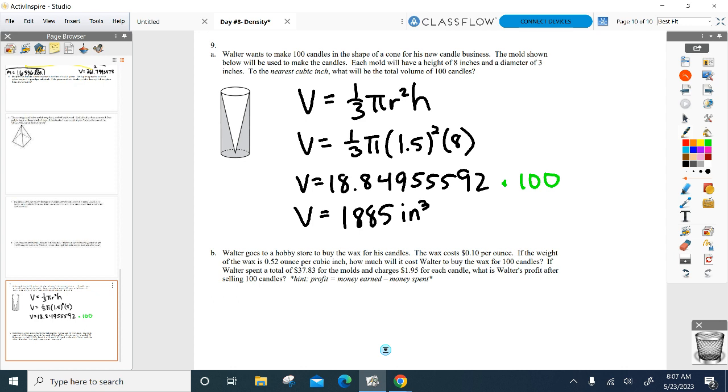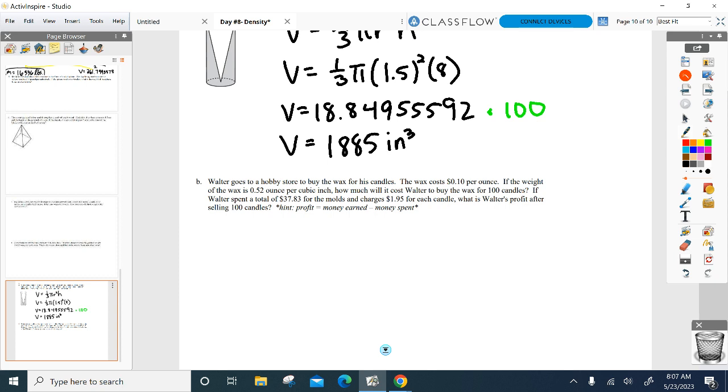I'm giving you a sniff, a taste of tomorrow, because this is where we need to be with these density problems. All right, so he's got to have wax for the candles, and the wax costs 10 cents per ounce. The weight of the wax is 0.52 ounce per cubic inch. What did I just give you right there? 0.52. What is that? That's density, right? And it matches inches, right? That's what our candle's in. All right, perfect. How much will it cost Walter to buy 100 candles?